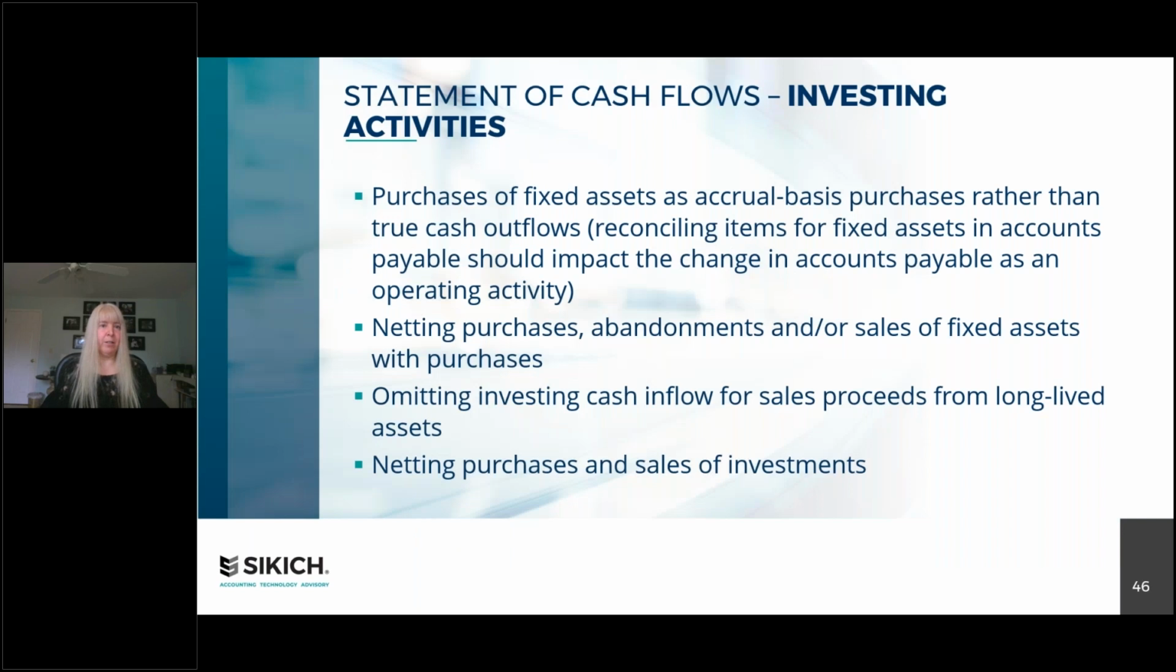In the investing activities, purchase of fixed assets should be cash purchases, not accrual-based purchases. You may have a non-cash item to disclose if you've got purchases of fixed assets that are included in accounts payable. Netting purchases, abandonments, and sales of fixed assets with purchases is another common error. Those need to be gross. Cash inflows for sales proceeds from long-lived assets need to be shown as an investing cash flow, and netting the purchases and sales of investments is incorrect. Those also need to be reported gross.